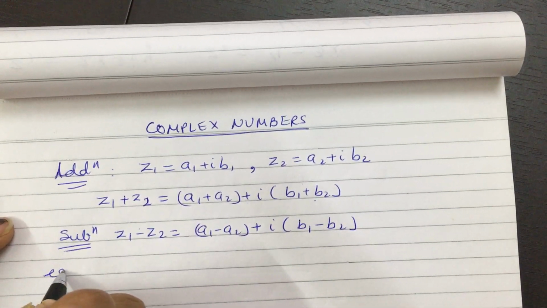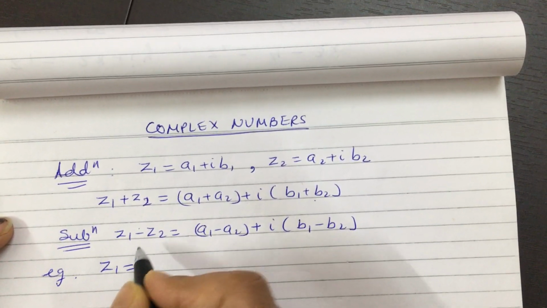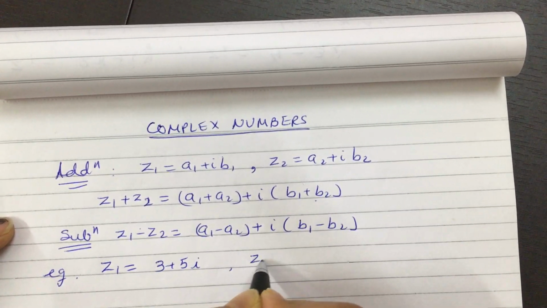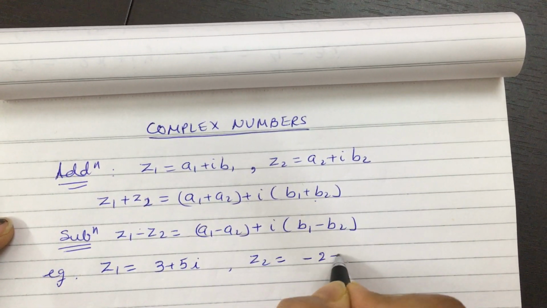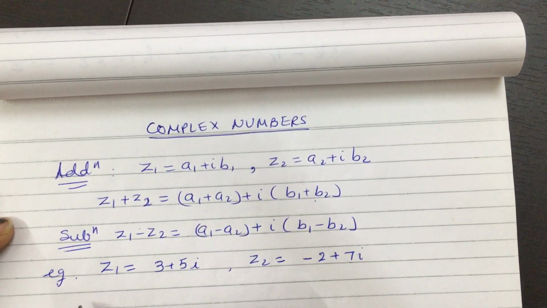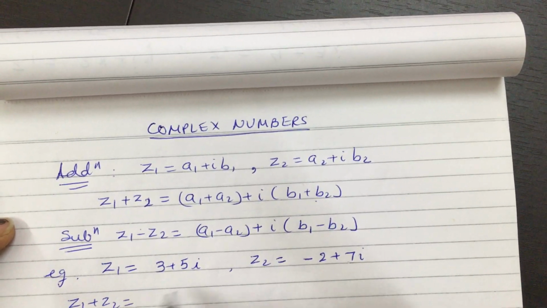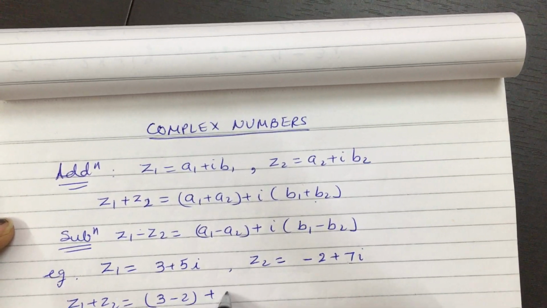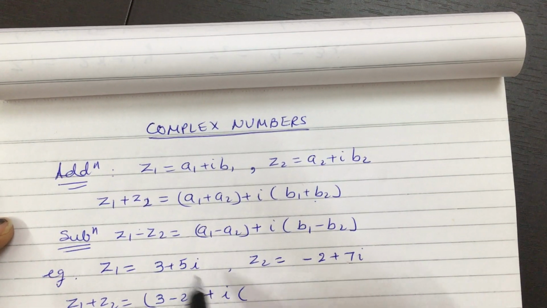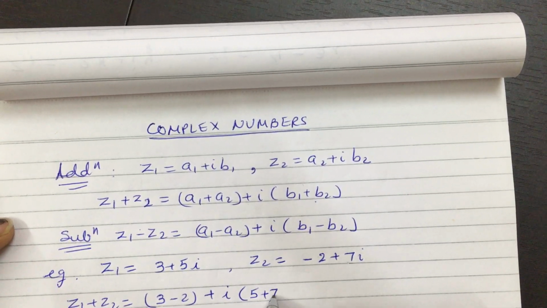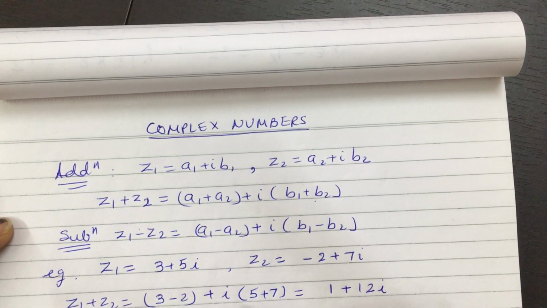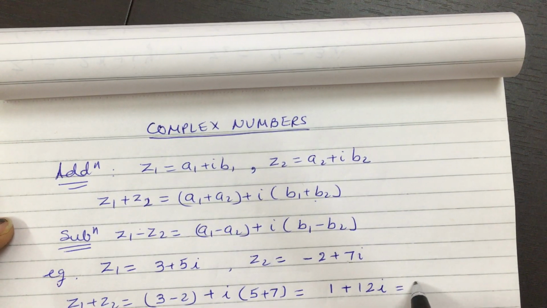For example, if we are given z1 equal to, let's say, 3 plus 5i and z2 equal to minus 2 plus 7i, then z1 plus z2 would be the sum of the two real parts, that is 3 minus 2, plus i times the sum of the two imaginary parts, which is 5 plus 7, which is equal to 1 plus 12i, which is also a complex number.